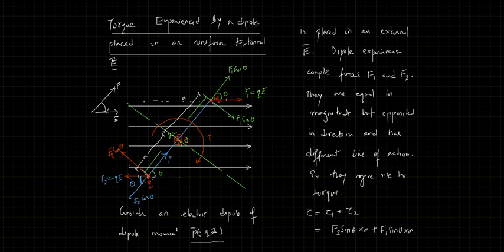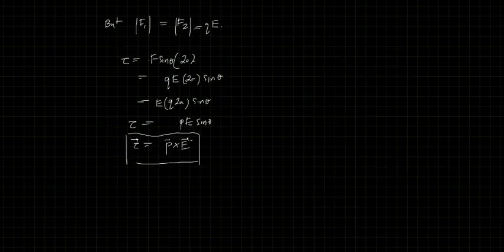I am aligning my right hand with the P and then folding it towards the electric field. Then the thumb going in gives me the direction. So I have something like this. This is my thumb, and I am aligning my hand like this. Then I fold it towards this. The thumb is going into the paper, going from P to E. So that is the direction of the torque. So tau is equal to P cross E.